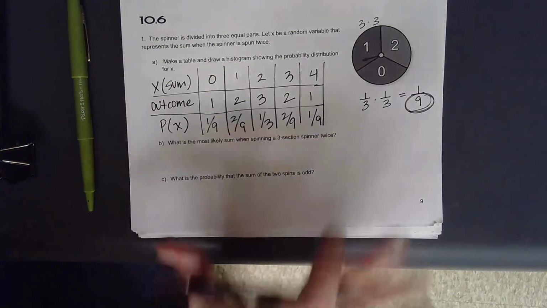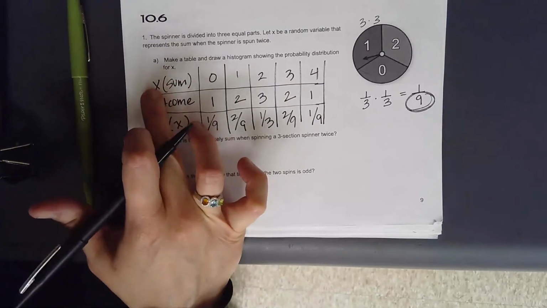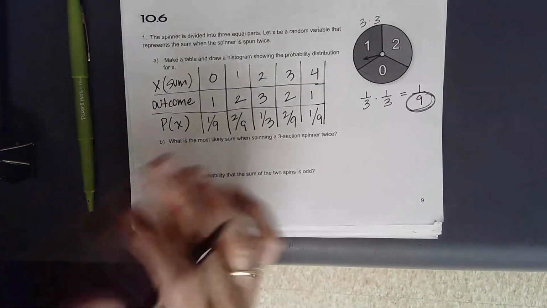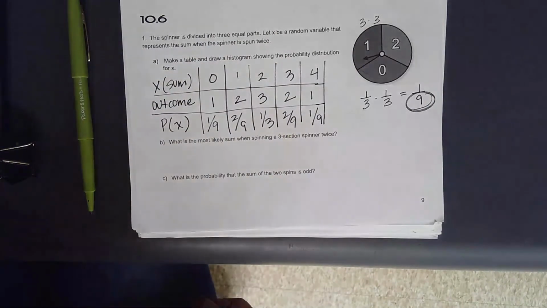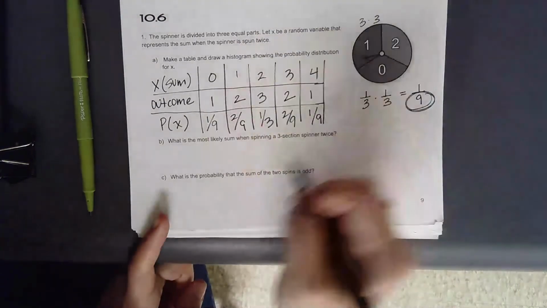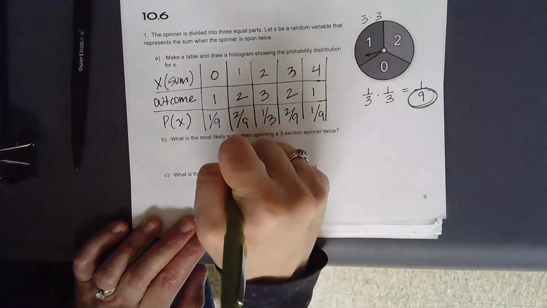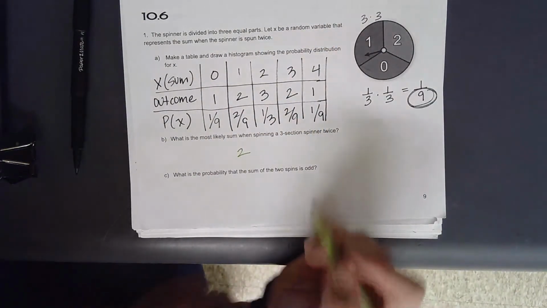All right, so this is what we call a probability distribution. Again, looking at whatever x represents, in our scenario here it represented the sum of the 2 spins, then what the possible outcomes were, and then what the probability is. What is the most likely sum when spinning a 3-section spinner twice? According to our chart here, the most likely sum would be 2, because it's the one with the most outcomes and the highest probability.